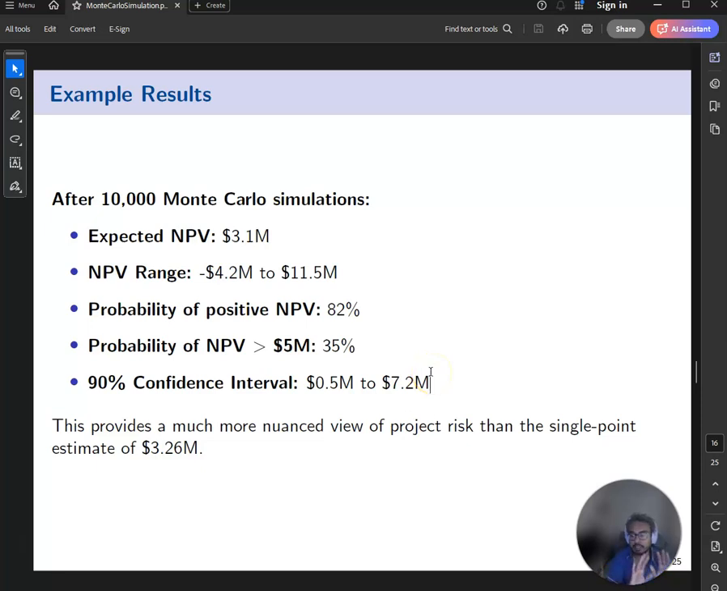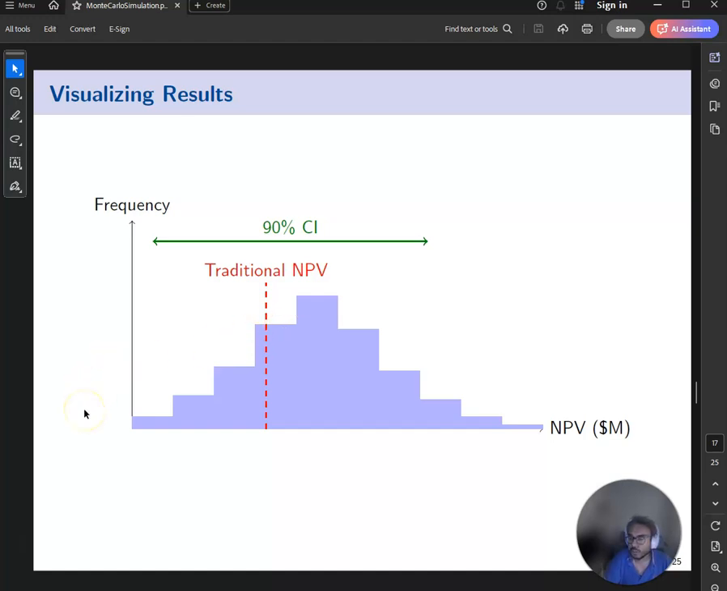Now, if you compare this with the traditional NPV estimate, this is a far more nuanced view of the project risk. Okay, now you have a lot more information that you can use to make this decision about whether or not you should open this new manufacturing plant. And this is the distribution of that NPV. As you can see, the traditional NPV is here, but we also have all these other values that we can potentially see if the situation is in a specific way.